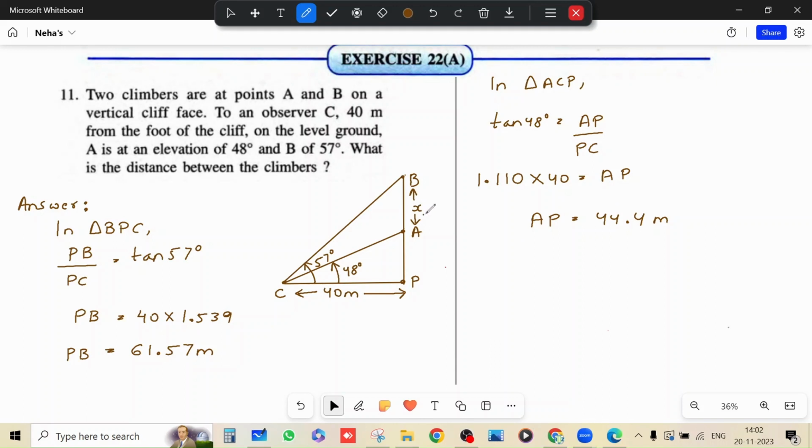Now we have to calculate x here, that is equal to PB minus AP. So the value of x is equal to PB minus AP, and we have already calculated the values. This is equal to 61.57 minus 44.4. This is equal to 17.17 meters, and this is the answer of the question.